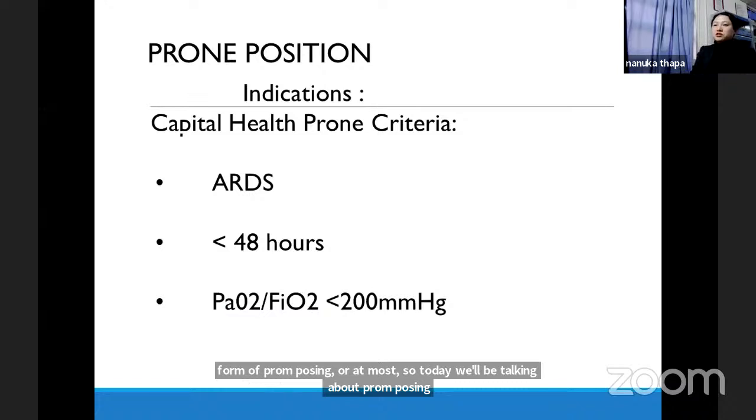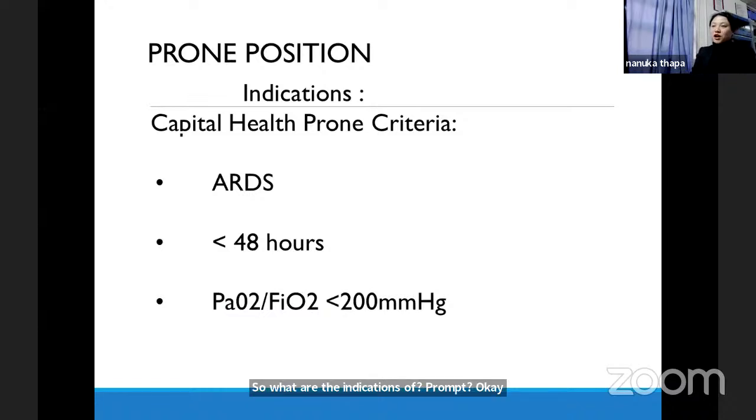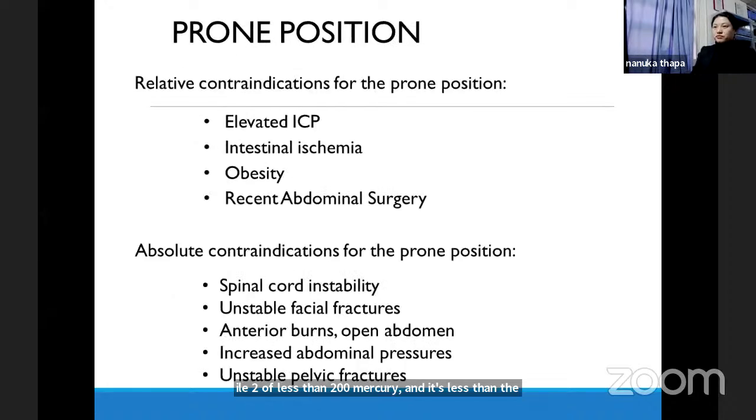So what are the indications of prone position? According to the Capital Health prone criteria, a patient who meets the Berlin criteria of ARDS with a PaO2/FiO2 of less than 200 millimeters of mercury, and the stage of the disease is less than 48 hours.